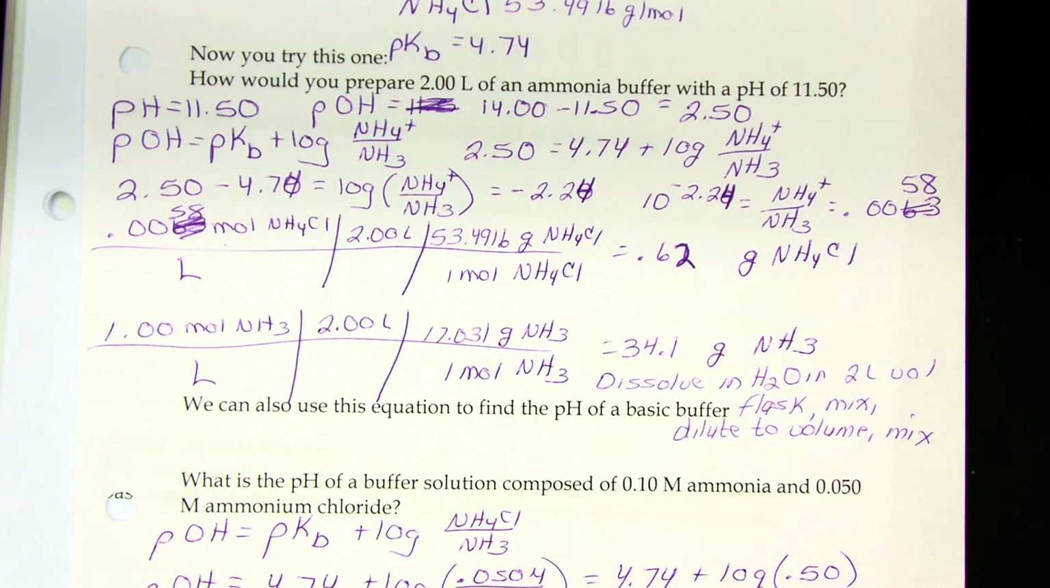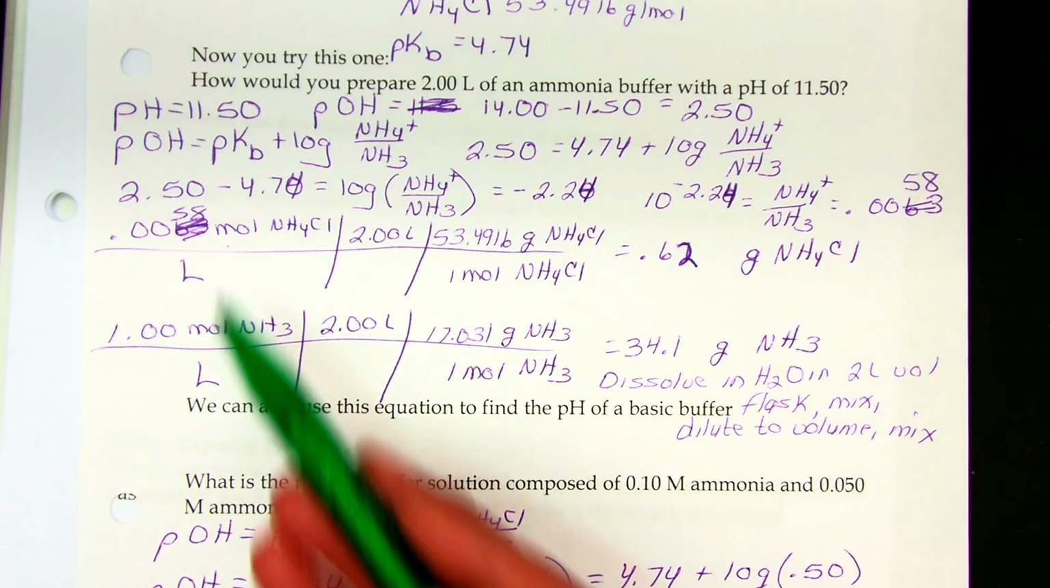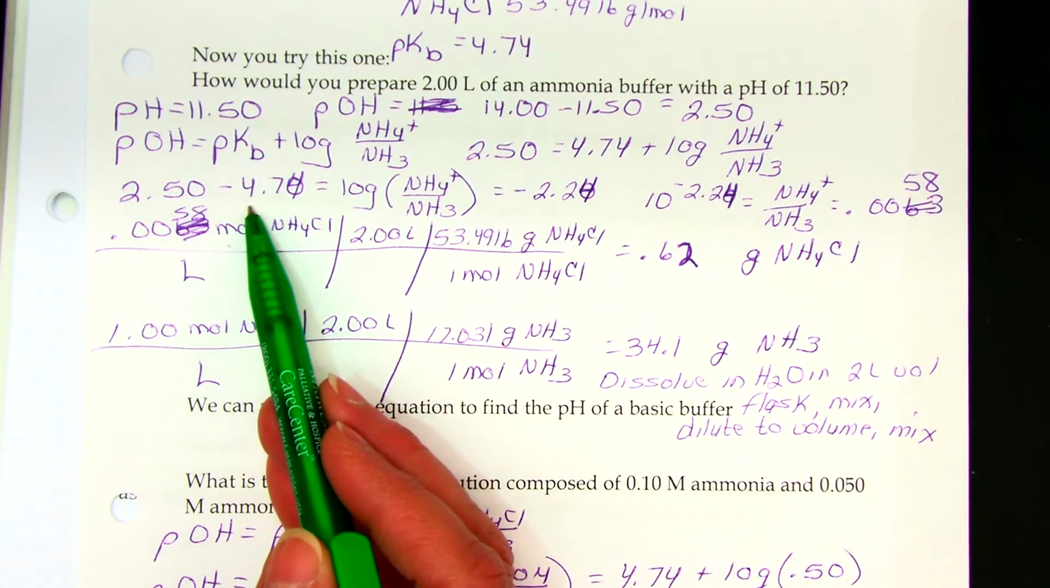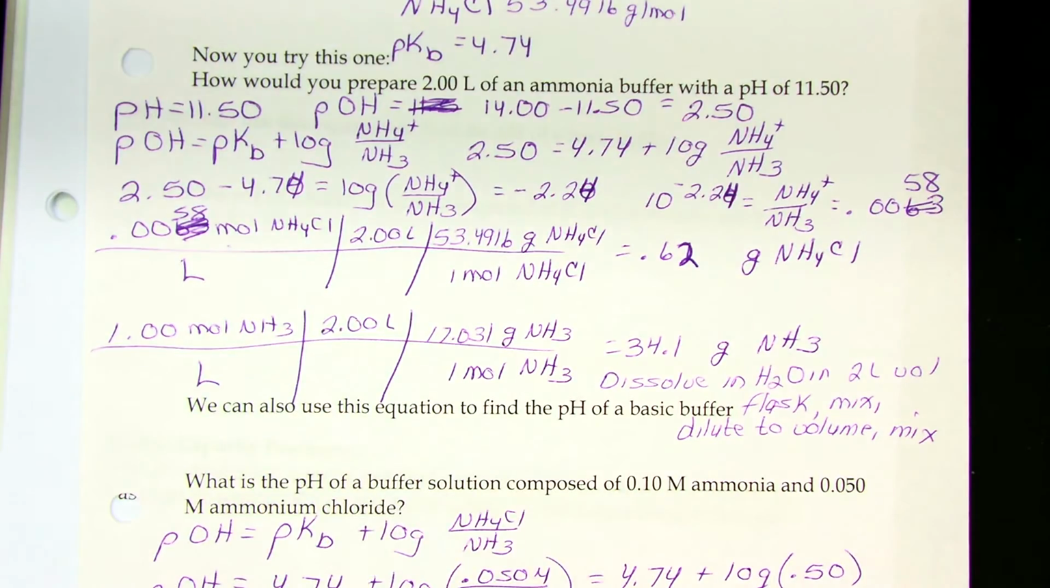10 to the negative 2.24 gives you 0.0058 as your ratio, 0.0058 to 1. Now, that is a really small number, and that is because you have a difference that's greater than 1 pH unit. So several people asked about that, and I chose this on purpose to show you what would happen. So when we subtract 2.5 minus 4.74, these are more than 1 pH unit apart, and that's why you get this really weird ratio.